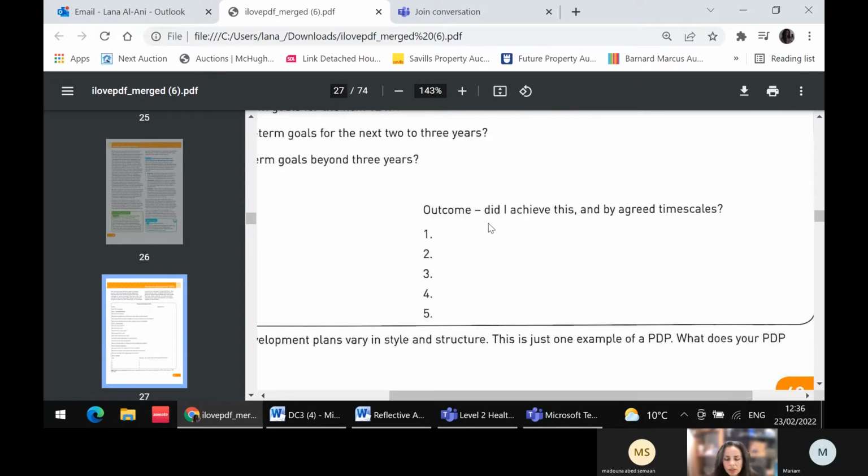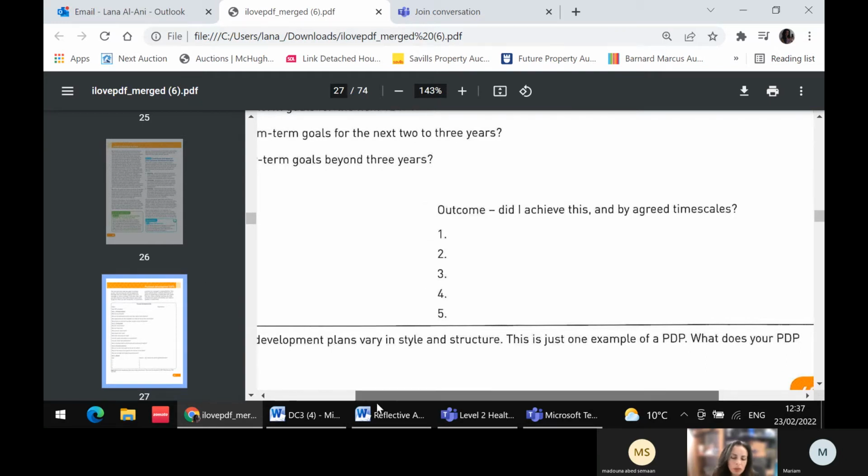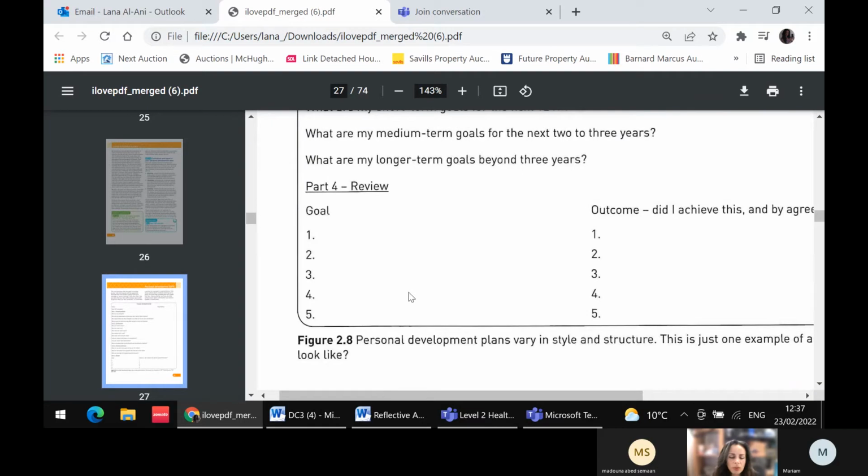Outcome: did I achieve anything you agreed on a time scale? Just what did you achieve? First of all, you registered for the course, which is Level 2 Health and Social Care, and you're in progress to finish this course, hopefully faster, and then you will maybe go and study Level 3 after that, or maybe go to the university. Just put the outcome.